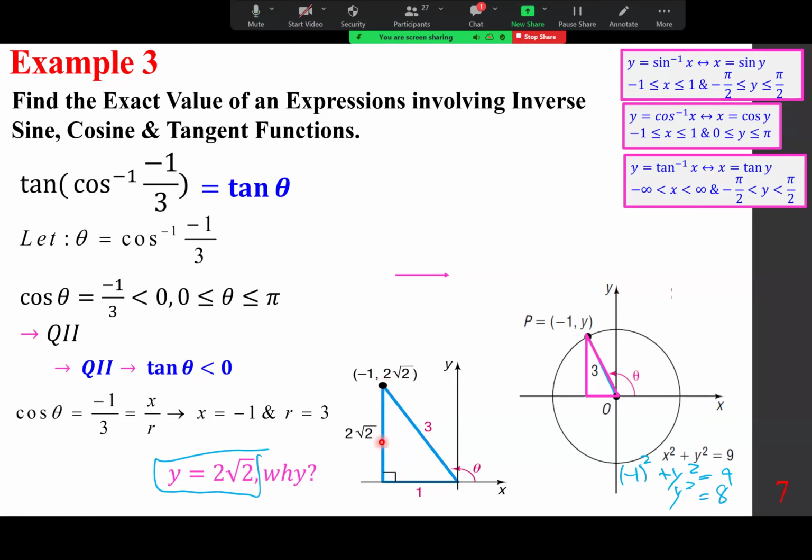Y over x. And that's 2 square root of 2 over -1, which makes it -2 square root of 2. Again, you can find a relationship between tangent and cosine, okay, and come up with the answer using tan squared plus 1 equals secant squared. You can try that, but I'm going to move on.